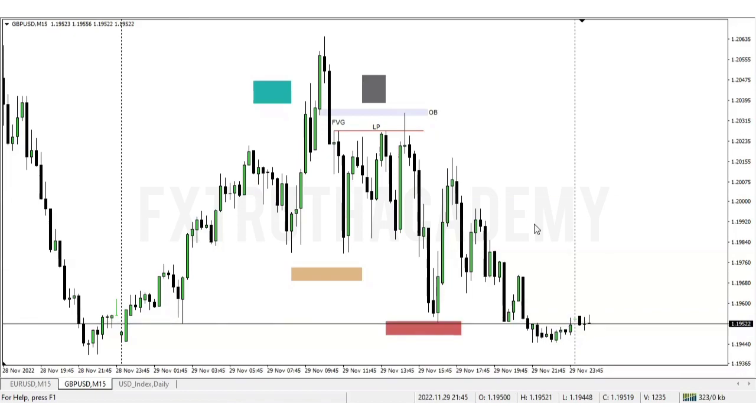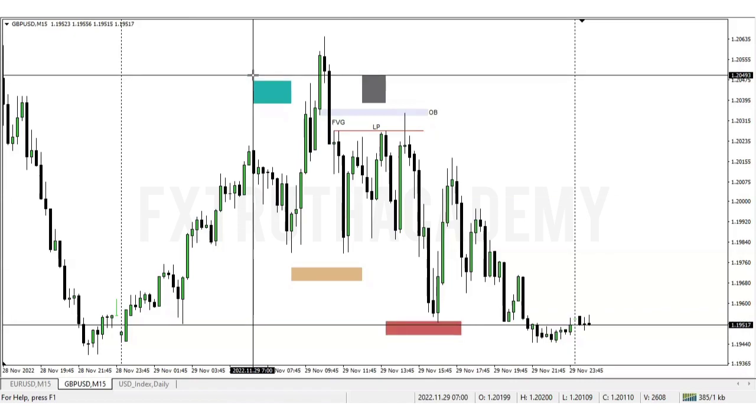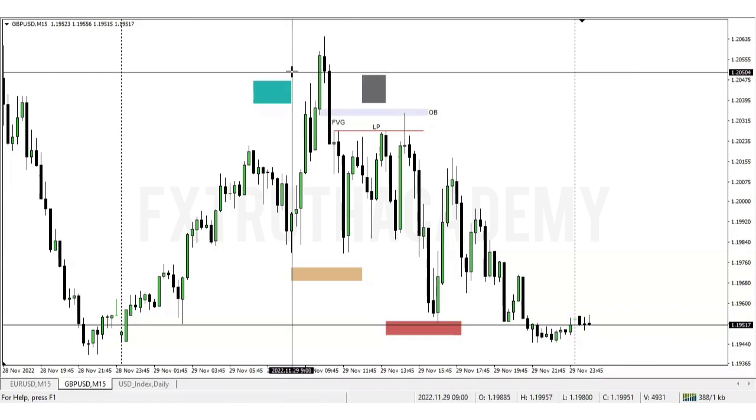So if you look right here, this particular blue shaded area is actually the New York midnight open. That's just the beginning of the true day. If I bring this crosshair to this particular area, this is 7 o'clock chart time. I'm using the FXTM trading platform. From this area, this is the New York midnight open, where the true day started for IPDA.